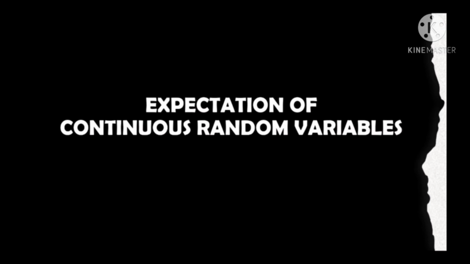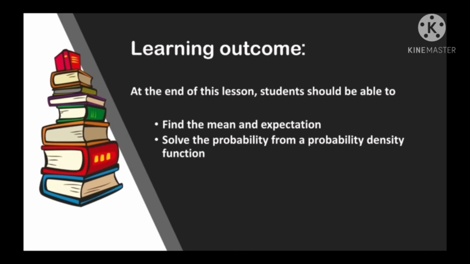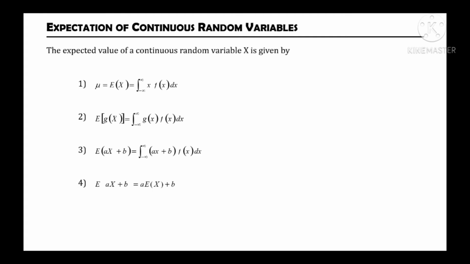Expectation of continuous random variables. These are the learning outcomes for this lesson. The expected value of a continuous random variable x is given by: first, mean or mu equal to expectation of x equal to the integral of x times f(x).